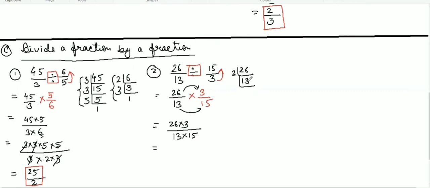Now 13 is also a prime number. We can't find any factor of a prime number. So 13 will be multiplied by only 1, which will give us 13. So here are two numbers. Instead of 26, we will write down 2 multiplied by 13, and the second number is 3 over 13.